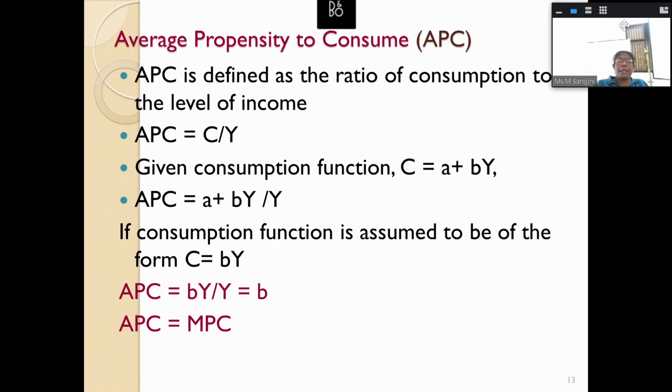Again, the APC is equal to MPC, right? According to theory, APC is equal to MPC. Do you agree? Explain. What's the answer? Normally, the consumption function is C is equal to A plus BY, and the APC is equal to (A plus BY) divided by Y. However, if the consumption function is given as C is equal to BY, the APC is equal to MPC, or the average propensity to consume is equal to the marginal propensity to consume, right? Also, if there is any question, you can further elaborate using a numerical example based on your marks.